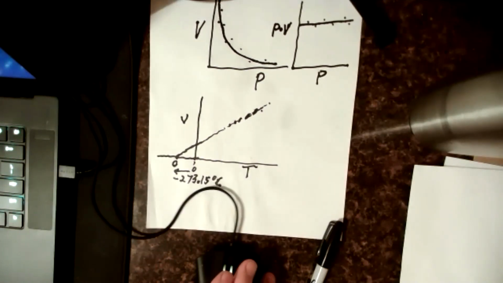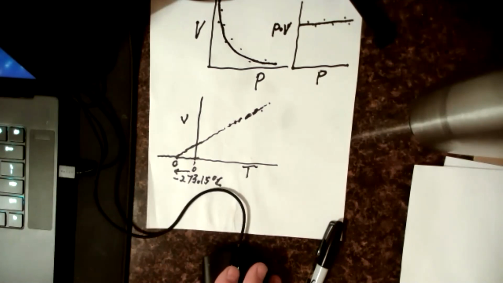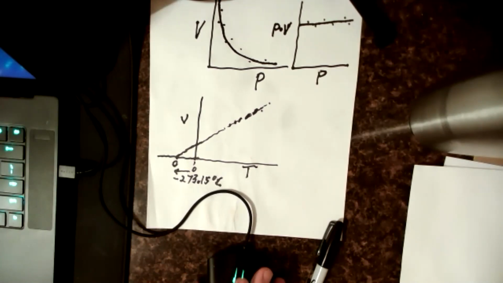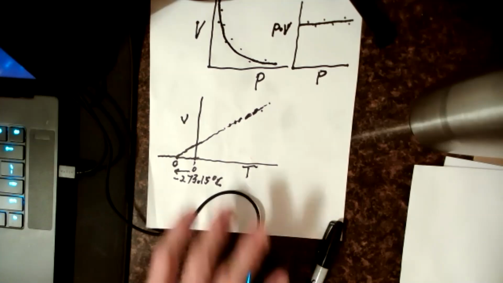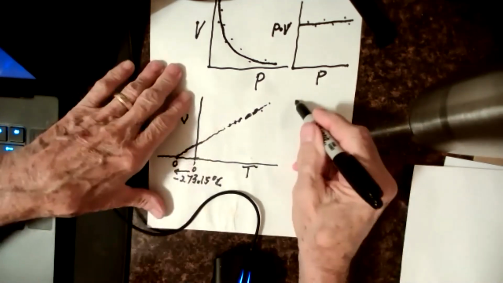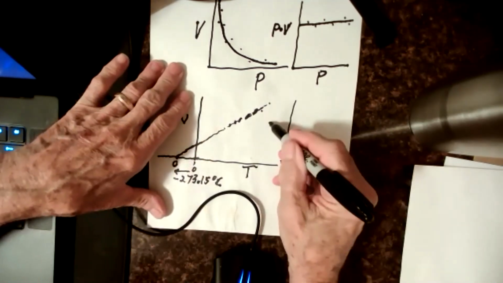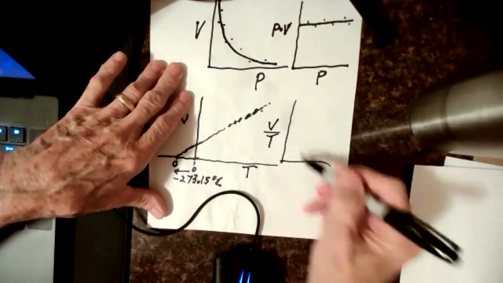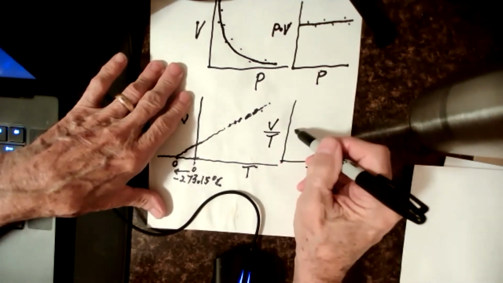But the Charles law is the ratio of volume to temperature would be a constant. So if I plot that like I'm showing here, or if I take V over T and plot that against T, I should get a straight line.